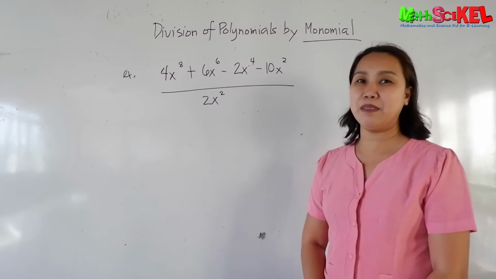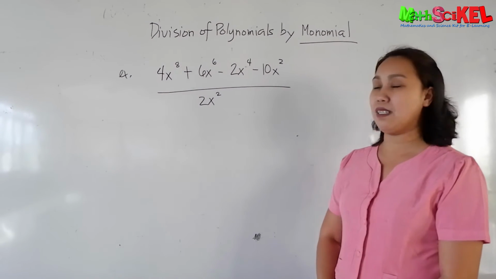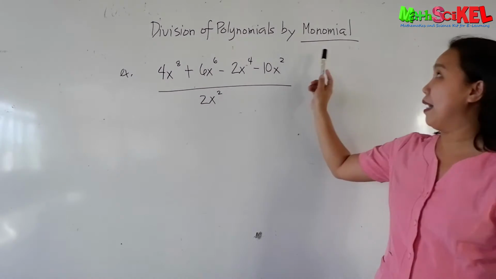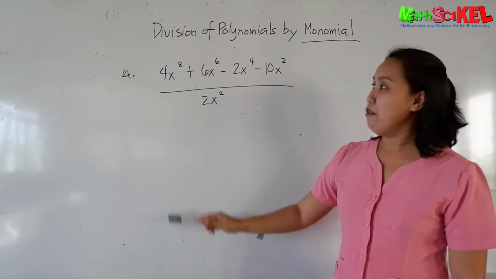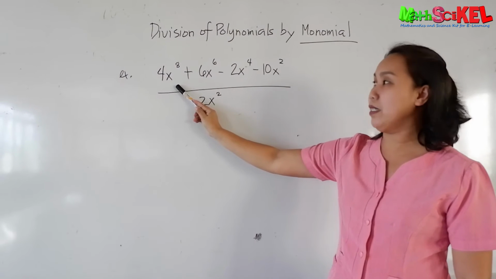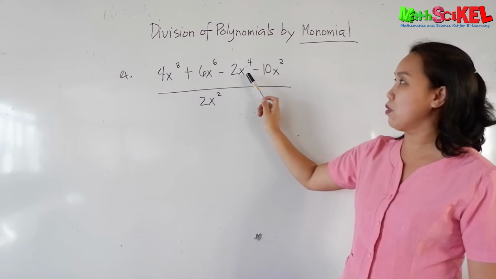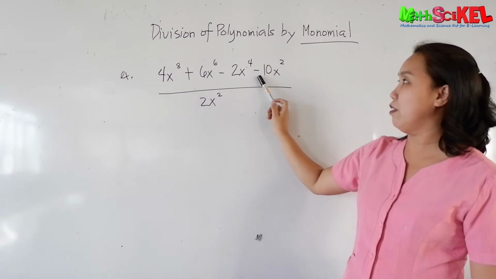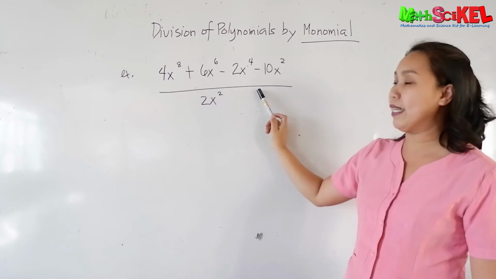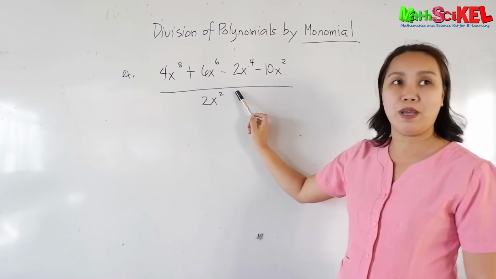Now, let us divide polynomials. The first one is division of polynomials by a monomial. Given 4x raised to the 8th power plus 6x raised to the 6th power minus 2x raised to the 4th power minus 10x squared, divided by 2x squared.